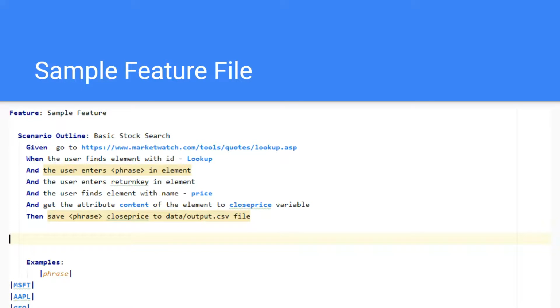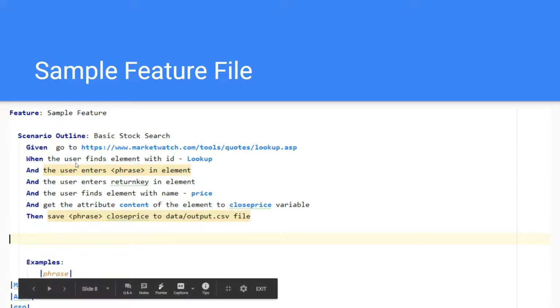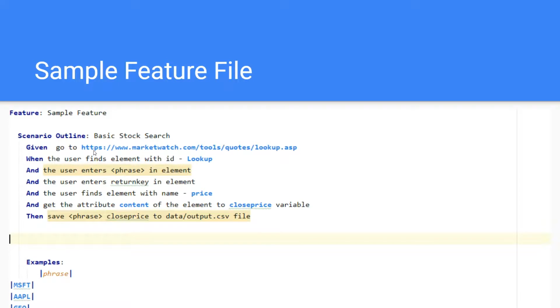This is something that Cucumber gives out of the box. So a feature file would be something like this; this is an example of a feature file. You can say that, given that, go to this website, the user will find elements with the ID lookup. What this means is the application will open a web browser and go to this specific link, and after going to that link it would try to find an element with an ID lookup.